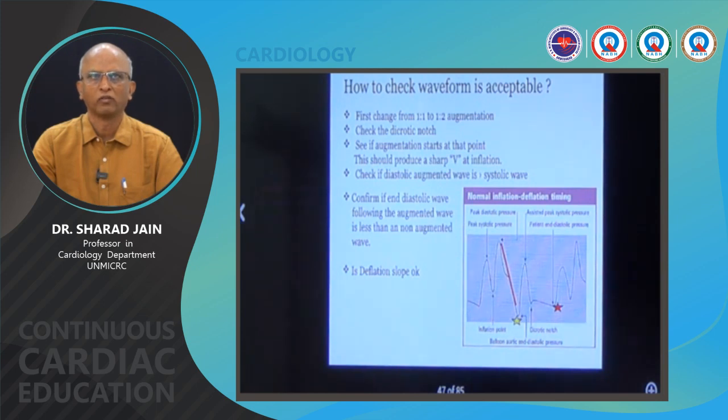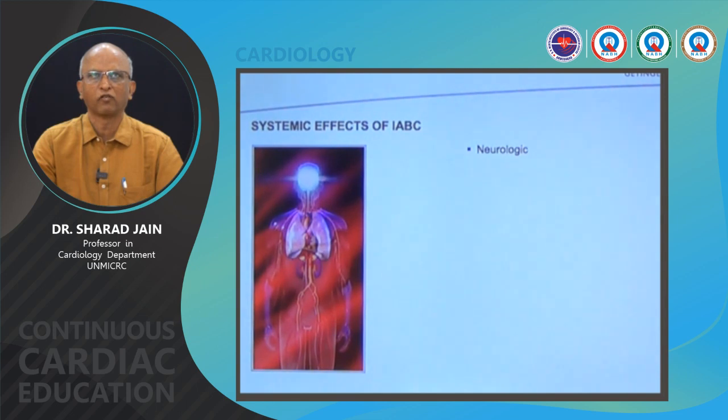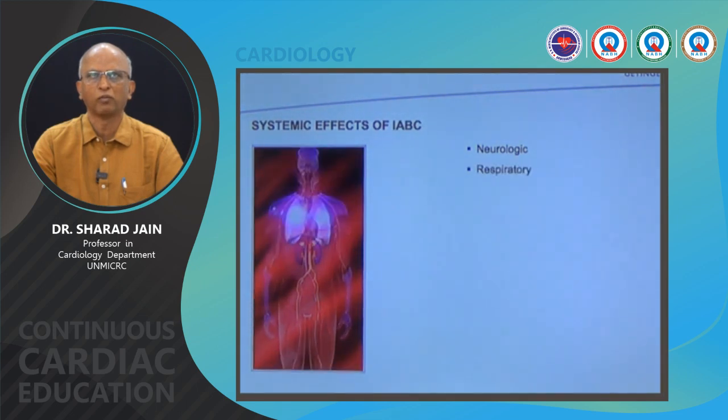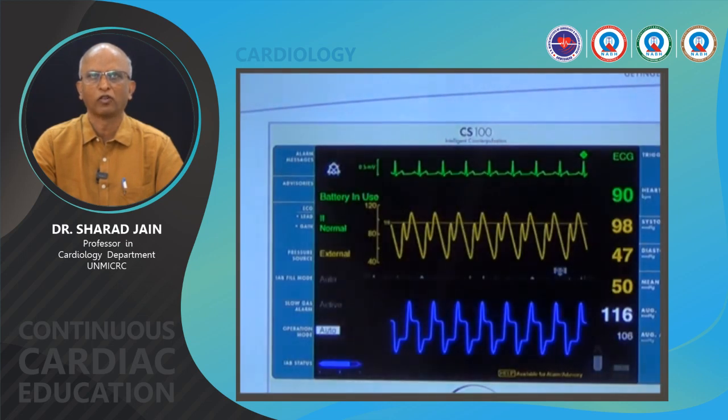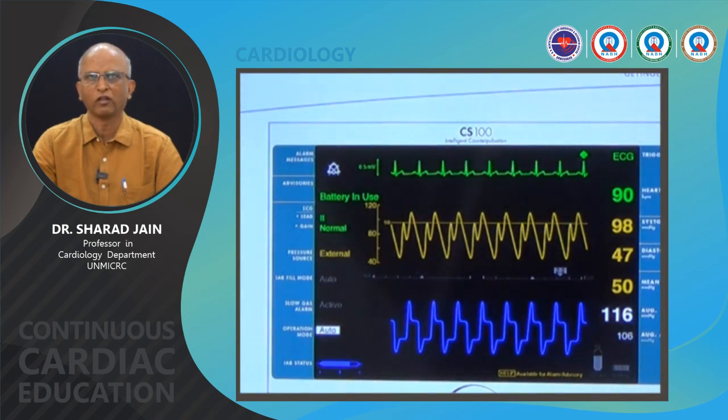non-augmented wave. Then the various systemic effects of IABP: there is a neurological improvement, then there is an improvement in the respiratory function as well as more oxygenation of the blood, and there is an increase in the renal perfusion as well. And this is how it is seen. If you see on the IABP monitor, you see the systolic pressure, then the augmented pressure, which is 116, which is more than the systolic pressure. And the ECG also.